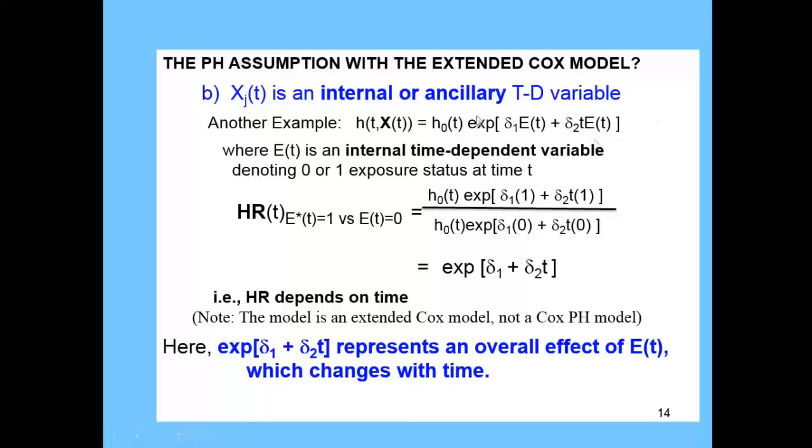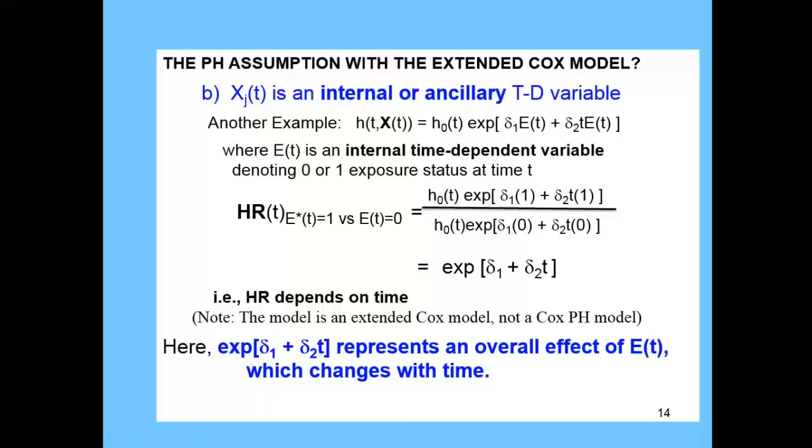What about this variable? What about this model? What's the hazard ratio for this model? Well, the hazard ratio for this model is when you compare somebody who's a 1 with a 0, you're going to put in a 1 over here and a 1 over here, and you're going to put in a 0 over here and a 0 over here, and this is what you get for the hazard ratio. So what does the hazard ratio say here?